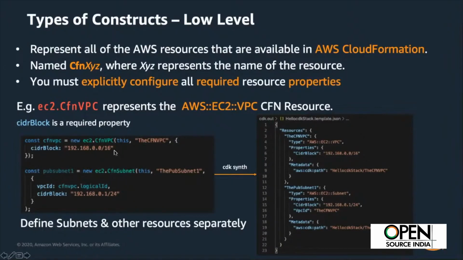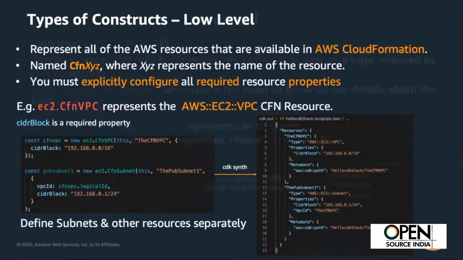Okay, and because it's directly correlating to the CloudFormation resources, if you have to create a VPC, you define a VPC. If to create subnets, you have to define the subnets. So similar to how I was talking about Troposphere, even if you use low level constructs, you have to define every component separately. You define how they are related, and you have to define all the required properties in a low level construct.